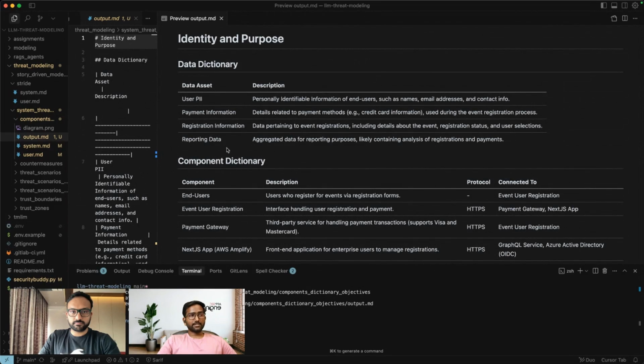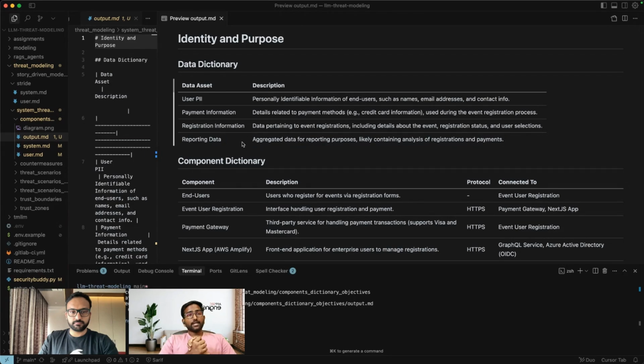And finally, the data dictionary that it has come up with is talking about user PII, payment information, registration information, and reporting data. I would probably put reporting data as not that much of a priority, but aggregated data for reporting purposes, likely containing analysis of registration and payments. Yeah, I suppose this can also be something that you can take into account. However, I would be less inclined to include this.